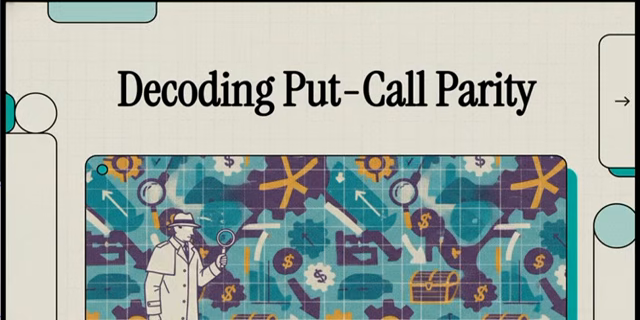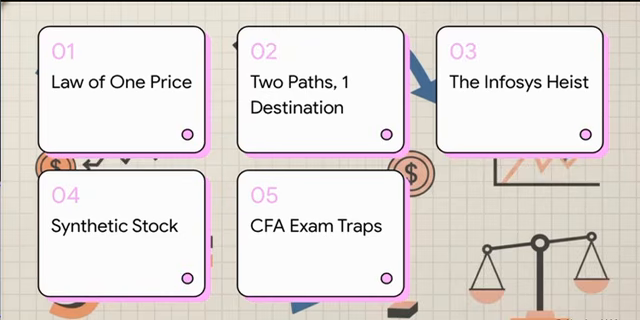We're going to decode this concept called put-call parity. Now, I know it sounds a bit intimidating, but stick with me. By the end of this explainer, you're going to see exactly how arbitrageurs hunt down pricing errors to make guaranteed, locked-in money. Here is our game plan for today.